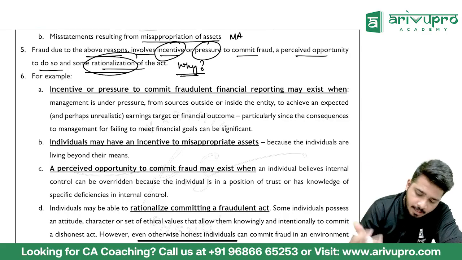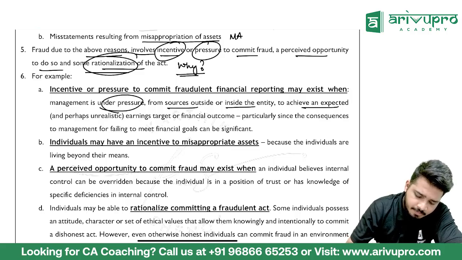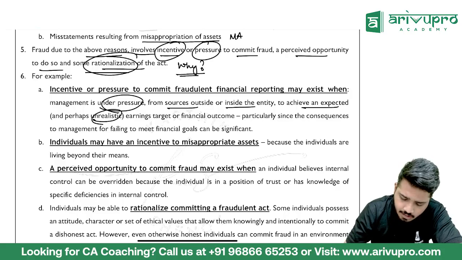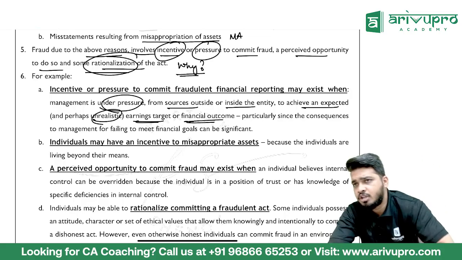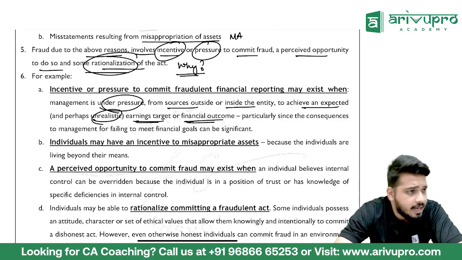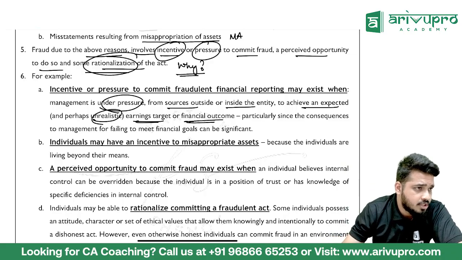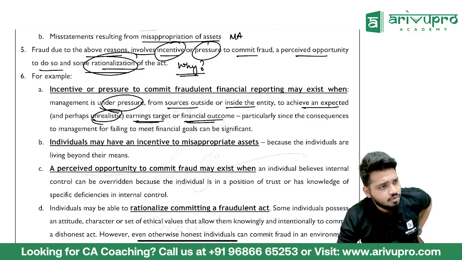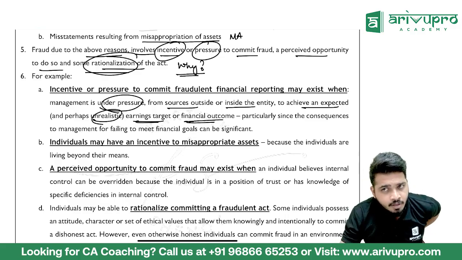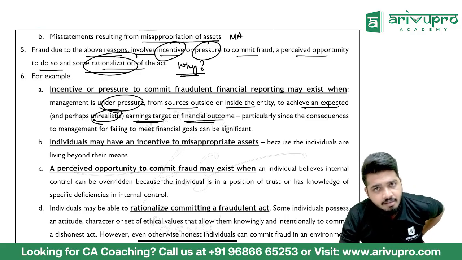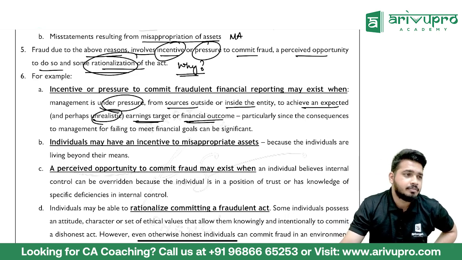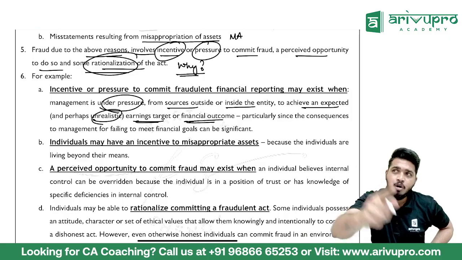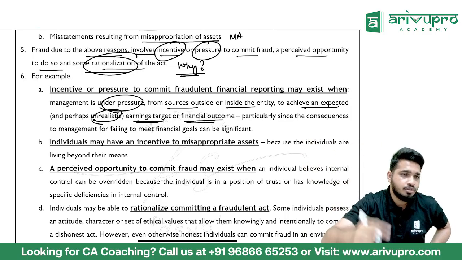Clear? Example. Management is under pressure from sources outside or inside the unit to achieve an unexpected, perhaps unrealistic earnings target or financial outcome. Like I said, turnover and money. I'll invest in you provided you get 100 crore. A target set even in banks to open so many accounts in this month. They try to ask everyone to open an account so that they get some benefit. That is fine. Because you're not doing fraud, you're just requesting everyone. But what is fraud in this? You open a fake bank account. That is fraud. To show more accounts opened, you show fake bank accounts. So that is fraud.